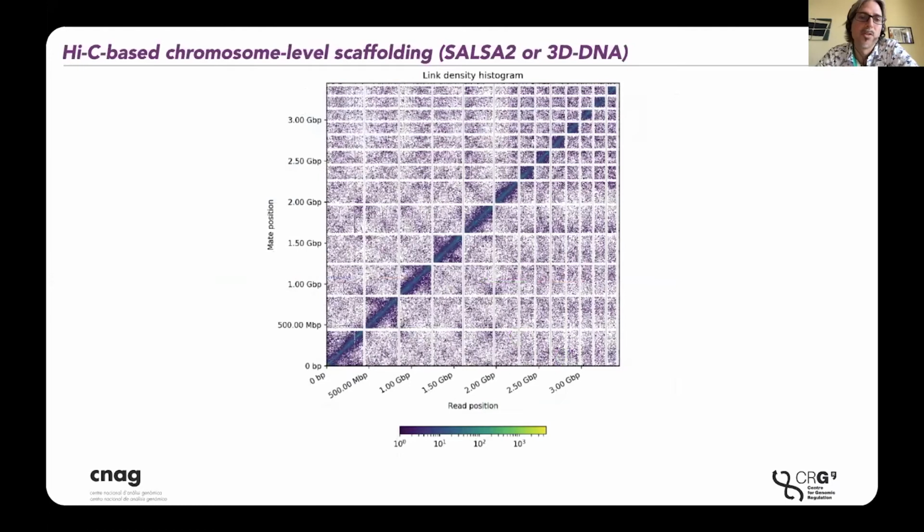And afterwards, you can see the result. This is a snapshot of the output of Dovetail HiRise scaffolding for one of our projects. And you see that we end up with the expected number of chromosomes for this species, which is 13. And it's great. You can see they're separated by chromosome here, and you see that there's very few contacts between chromosomes.